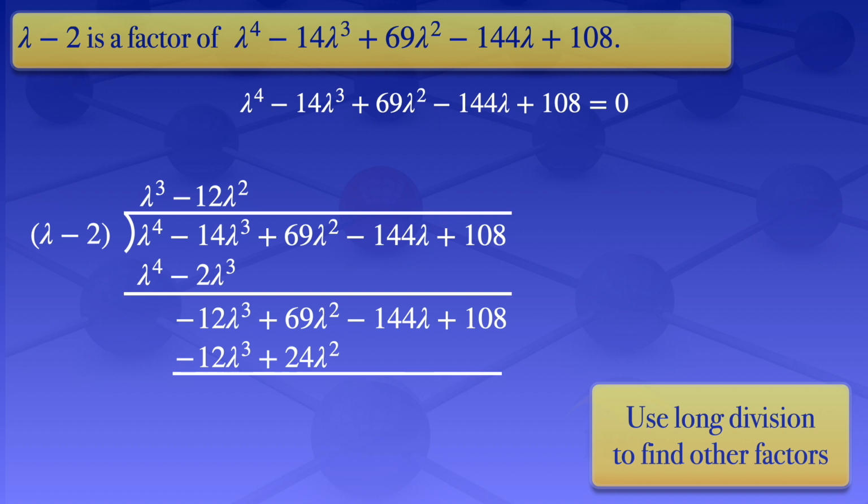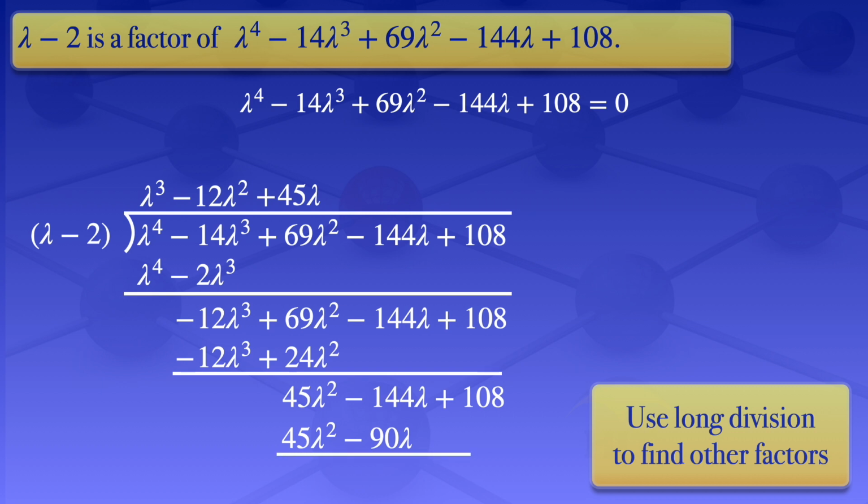69 lambda squared minus 24 lambda squared, and it will give us a 45 lambda squared. Then we write the others as they are, minus 144 lambda plus 108. The leading term now there is 45 lambda squared. We divide it by lambda and we get 45 lambda. So it's a positive one, so it's plus 45 lambda. Multiply the 45 lambda by lambda minus 2 and we get 45 lambda squared minus 90 lambda.